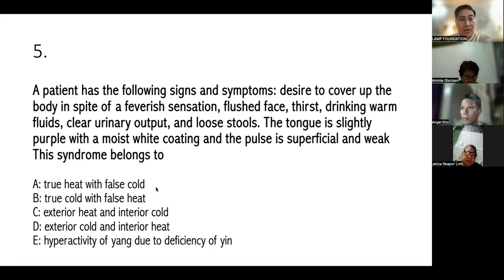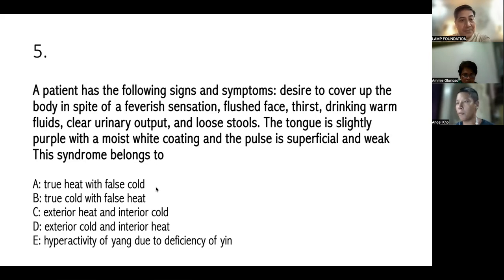Number 5. Can you answer number 5? Number 5 po, Doc. A patient has the following signs and symptoms. Desire to cover up the body in spite of a feverish sensation, flushed face, thirst, drinking warm fluid, clear urinary output, and loose stools. The tongue is slightly purple with a moist white coating and the pulse is superficial and weak. These syndromes belong to, so yung answer ko po dito, Doc, is yung true cold with pulse heat po. Letter B po.